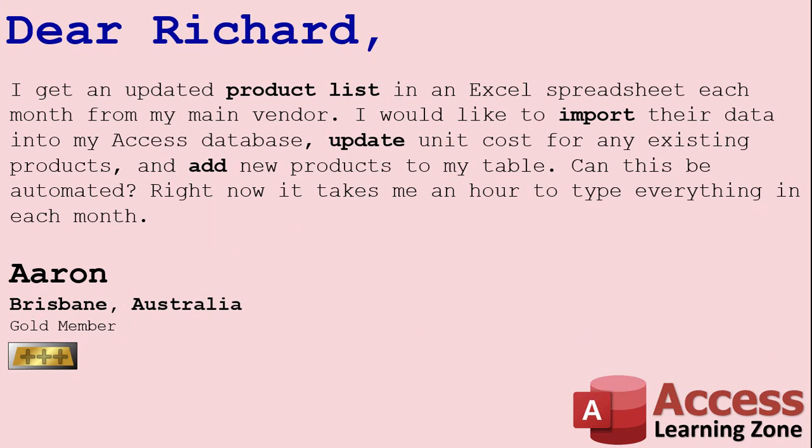Today's question comes from Aaron from Brisbane, Australia, one of my gold members. Aaron says, I get an updated product list in an Excel spreadsheet each month from my main vendor. I would like to import their data into my Access database, update unit cost for any existing products, and add new products to my table. Can this be automated? Right now it takes me an hour to type everything in each month.